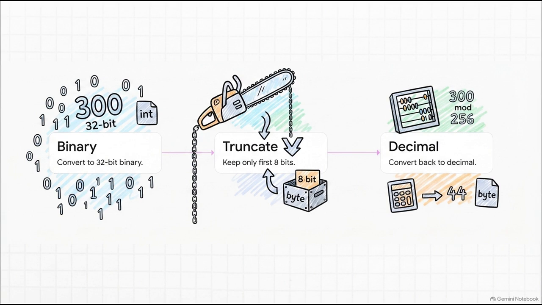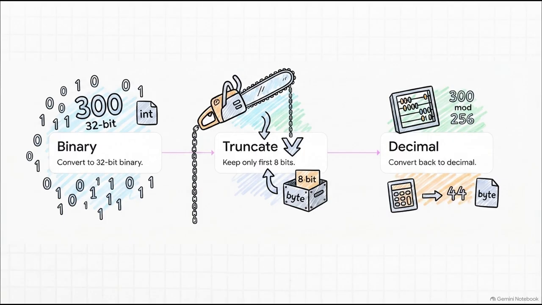Imagine you force the integer 300 into a tiny byte container. Step 1. Java converts 300 into a 32-bit binary number. Step 2. Because a byte can only hold 8 bits, Java literally takes a chainsaw to the binary code and chops off the top 24 bits. Step 3. It converts those remaining 8 bits back to decimal.